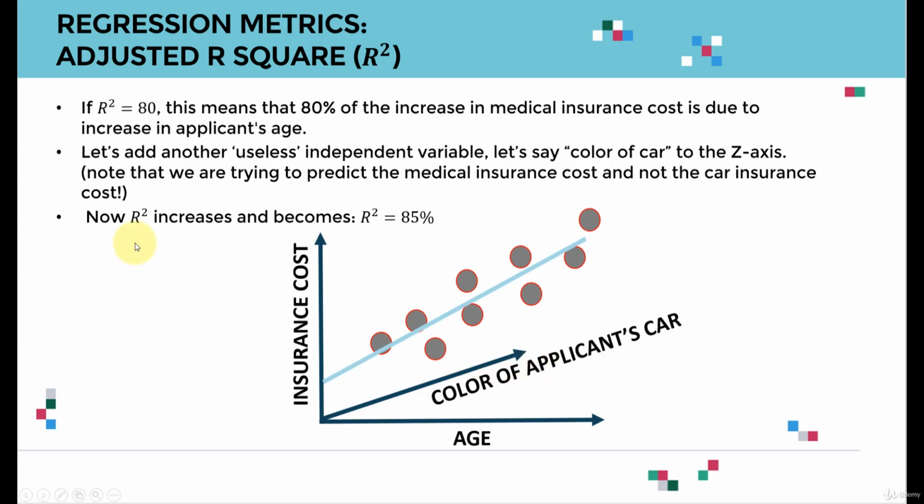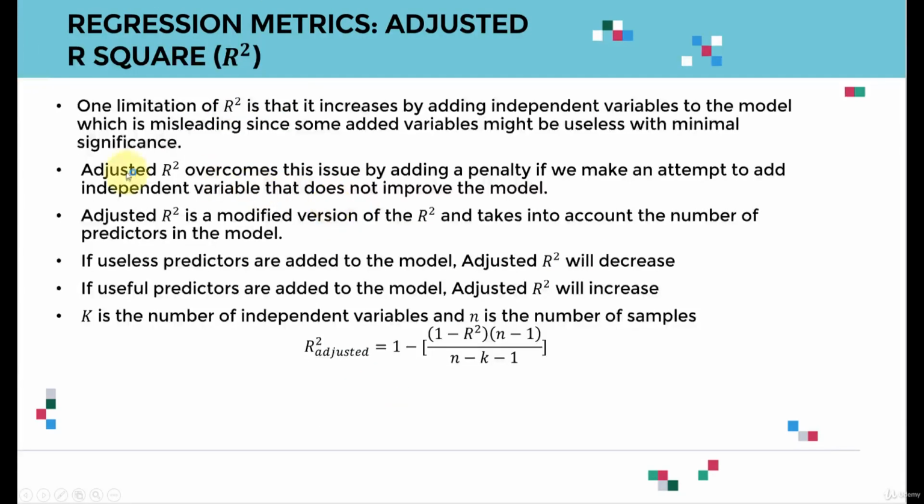Now, if you add that independent variable, you will find that R squared has increased. So R squared becomes, let's say, 85%. And that's one of the major drawbacks when we use only simple R squared. Simply put, if we have a model and we keep adding independent variables, even if they are useless, you will find that R squared goes up. So one limitation of R squared is that it increases by adding independent variables to the model, which is misleading, since some added variables might be useless with minimal significance.